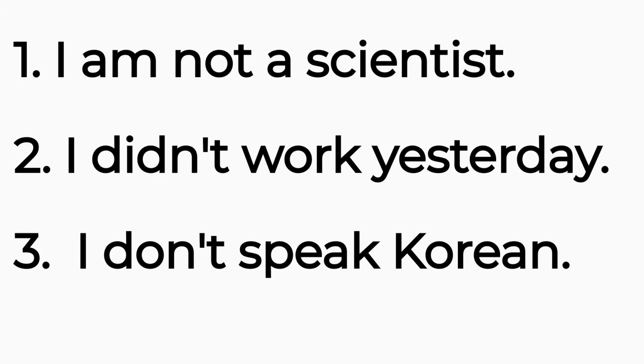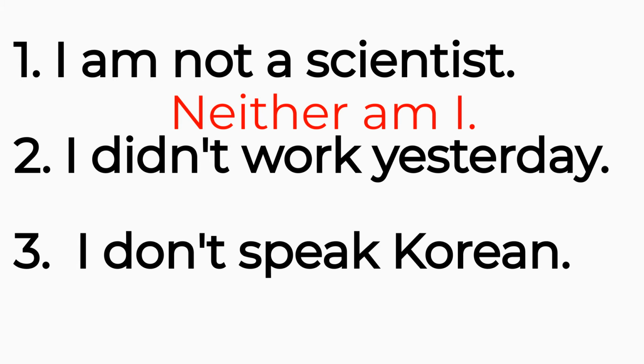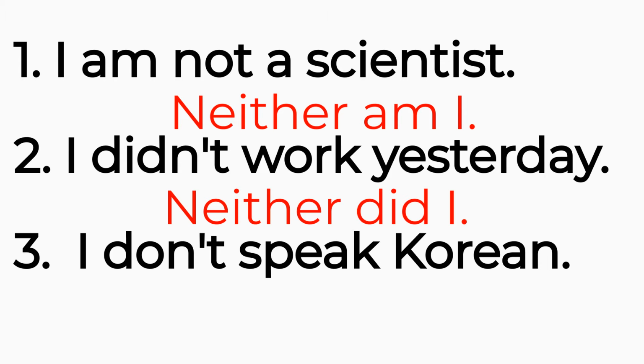In the first example, we have a be verb in the simple present, but it's a negative statement. To agree with this, we would say, neither am I. In the second example, we have a simple past verb. It's a regular simple past verb using the negative auxiliary verb didn't. Our response here, neither did I.